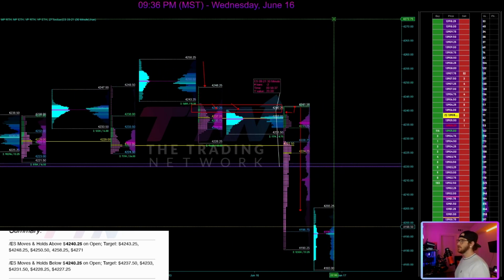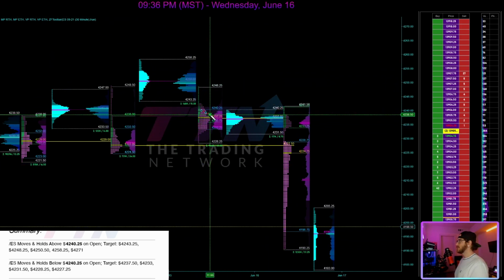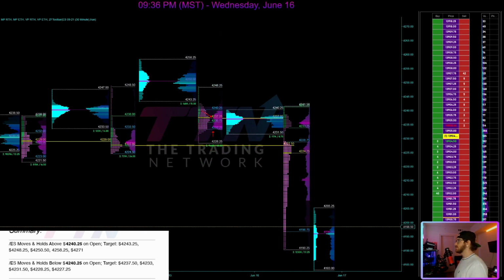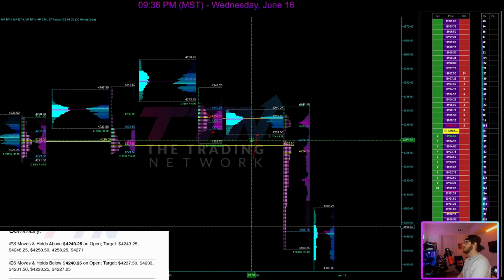And it should be very clear that we did not hit any upside targets, and it was all moved to the downside. Starting first and foremost with 42.37. 42.37 was yesterday's point of control, and that was swiftly hit off the open. Next downside target was 42.33. That was just 4 points below that. That was yesterday's value area low. Just below that, we had 42.3150, which was the overnight low.